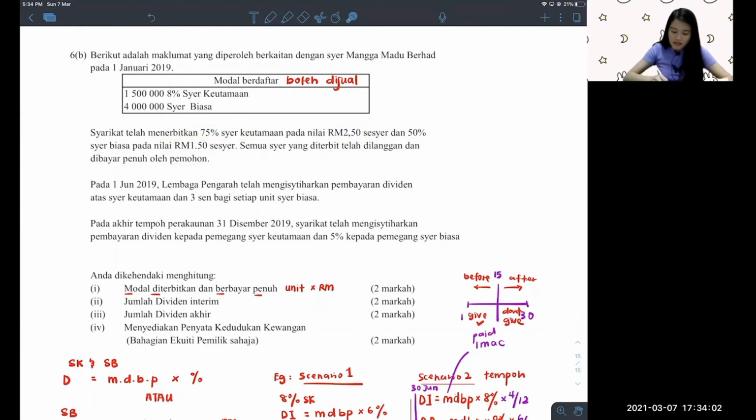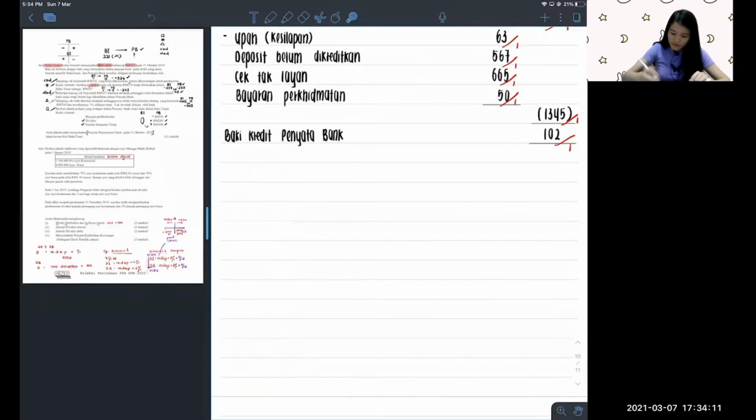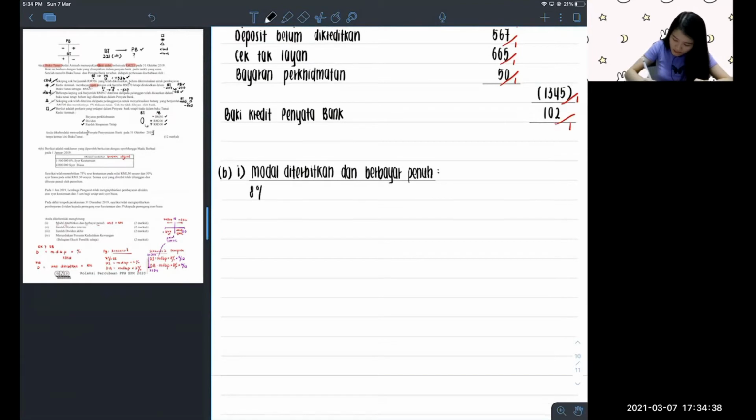They didn't say any dates, which means it happens on 1st January. So don't waste time already. Start straight away with your first point. So here we have question 6B, point number 1. You all remember how I taught you guys to write, right? You just put the modal diterbitkan dan berbayar penuh as the title first. Then you put 8% share keutamaan.